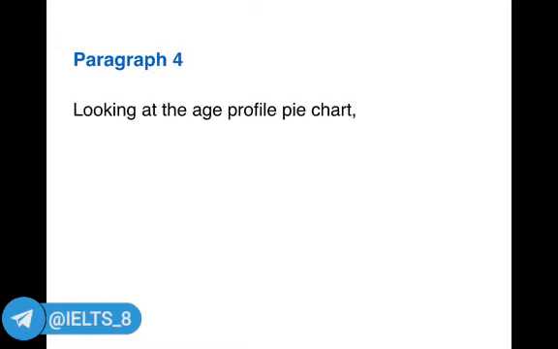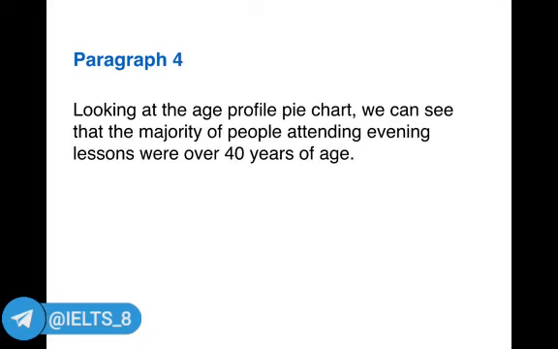Looking at the age profile pie chart, very similar to what I did in paragraph 3, we're telling the examiner what this paragraph is about. So this is clearly about the pie chart only now. We can see that the majority of people attending evening lessons were over 40 years of age. So over 40 means the last two age groups, 40 to 49 and 50 and over, so I've grouped them together. Now I'm going to explain that in more detail.